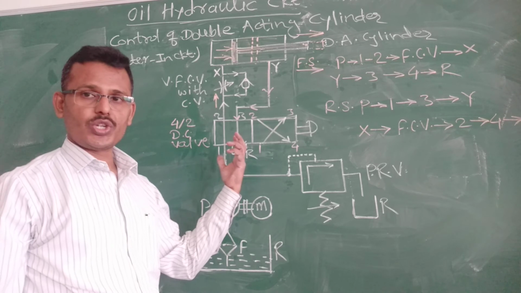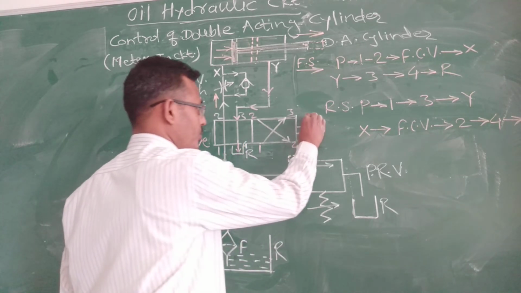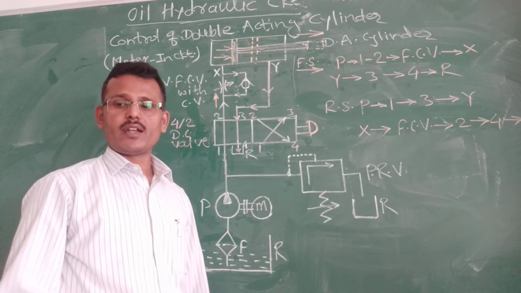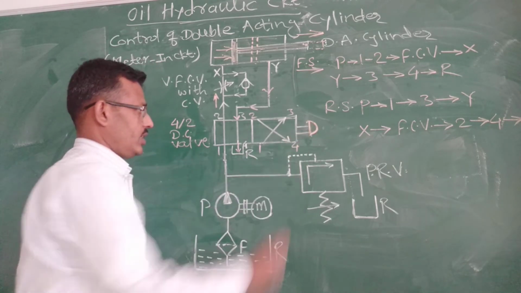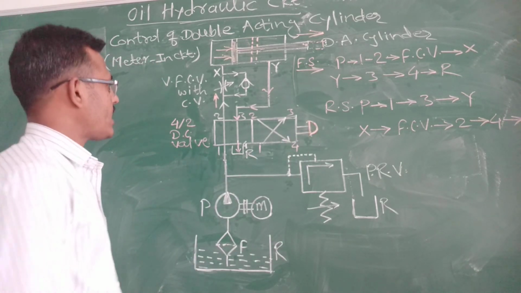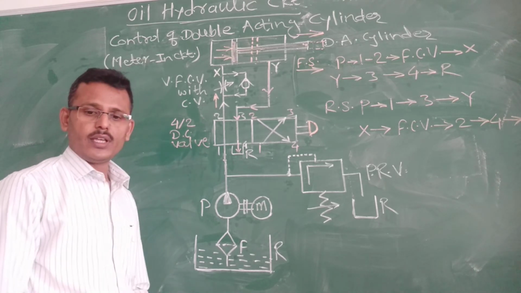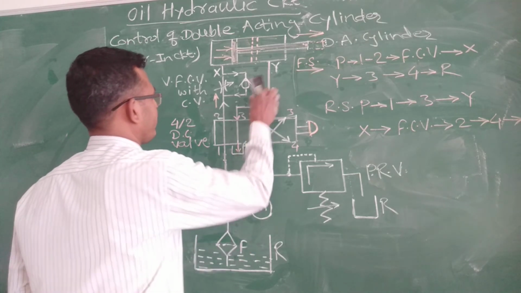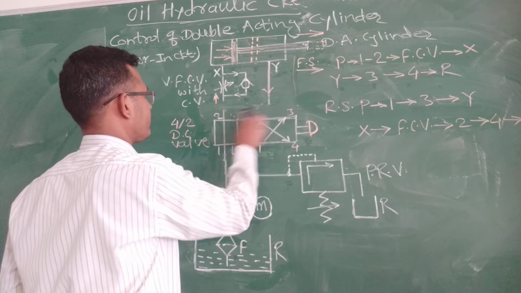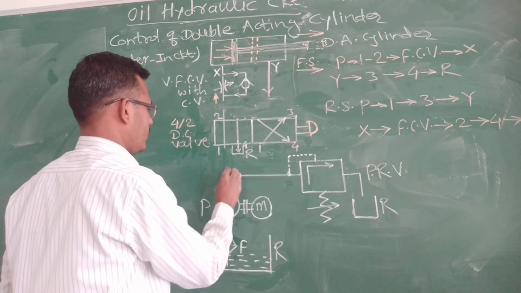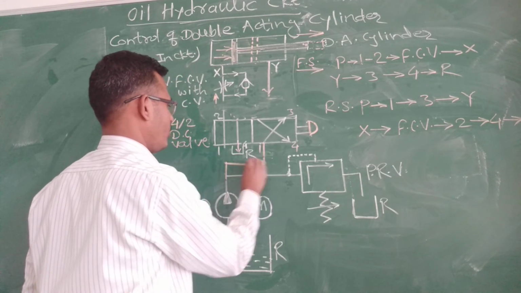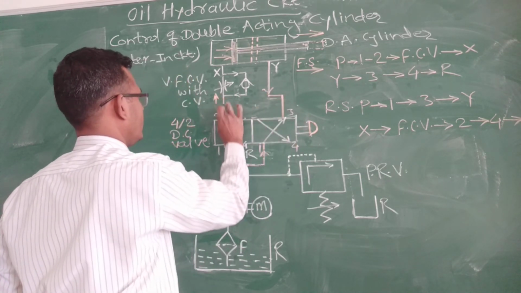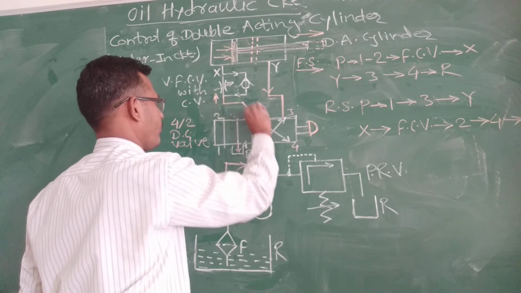For obtaining the return stroke, we have to push this push button of the direction controller, so that we get the second position. When we push this push button of the direction controller, then oil will change its flowing direction inside the circuit. That we will see. So here the oil flows from the pump to port 1, then 1 to 3.